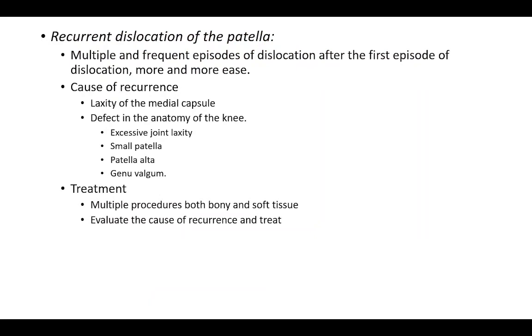Recurrent dislocation of the patella means that the patient will have multiple and frequent episodes of dislocation following the first episode of dislocation, with more and more ease. Causes of recurrence include laxity of the medial capsule, and defects in the anatomy of the knee, which include either excessive joint laxity, a small patella, patella alta or genu valgum. Treatment involves multiple procedures involving both bone and soft tissue. It is important that we must evaluate the cause of recurrence and treat accordingly.